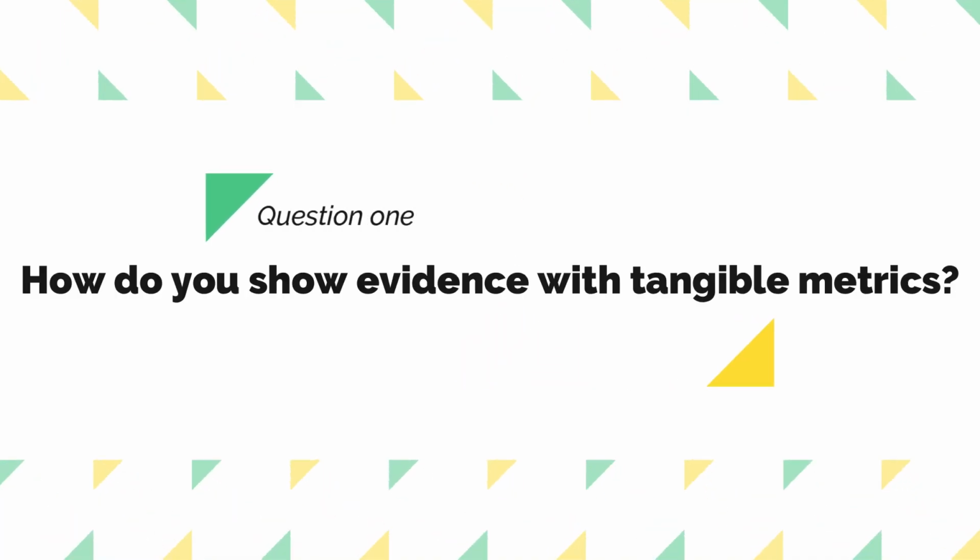So the first question I'll be answering is, how do you show your evidence with tangible metrics? One of you was kind enough to ask me this question, and I would say when you're submitting each and every one of your evidences, you need to show TechNation that you just didn't do what you said you did. There has to be numbers to prove this.